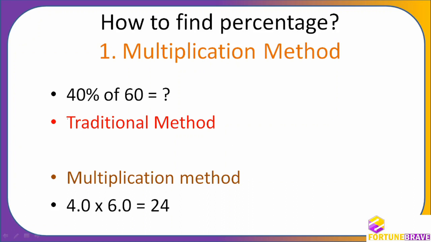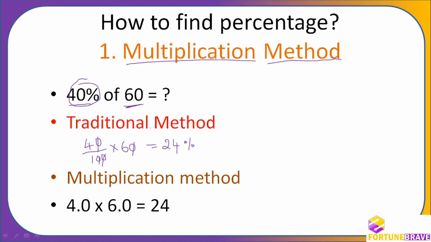What is the traditional method? If I want to find out 40% of 60, the first method we are looking at is the multiplication method. Say for example, if you want to find out 40% of 60, how do you find it? You have learned that you convert this into a fraction by putting 40 divided by 100. So this is 40% into 60. You remove this, and these two will go, and 4 into 6 will be 24. Okay, so this is how you used to do it, right?